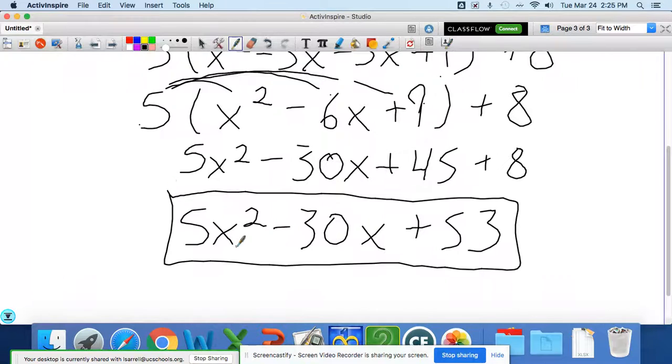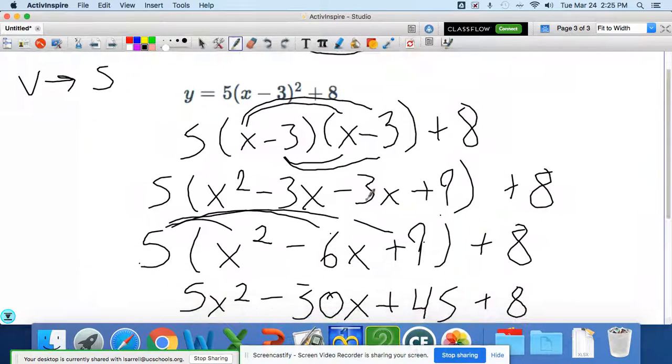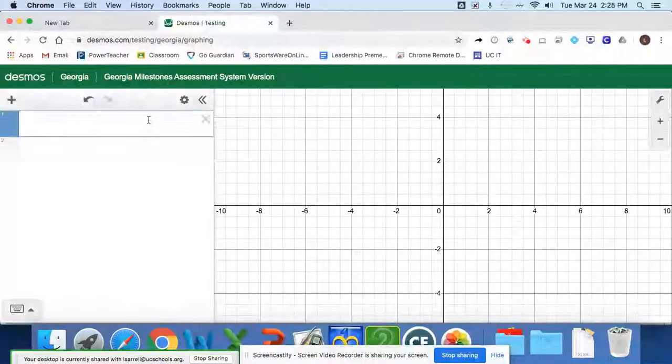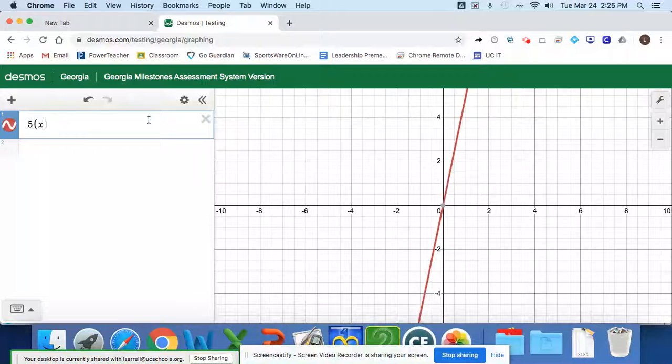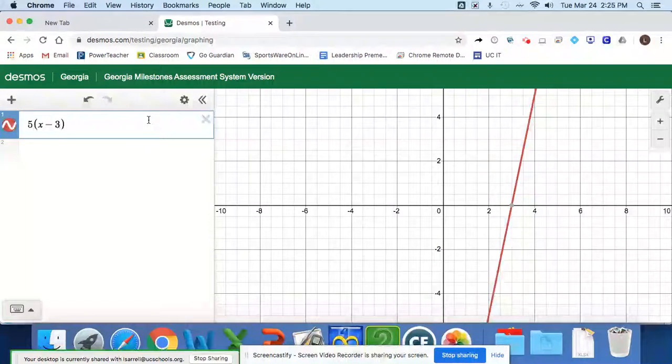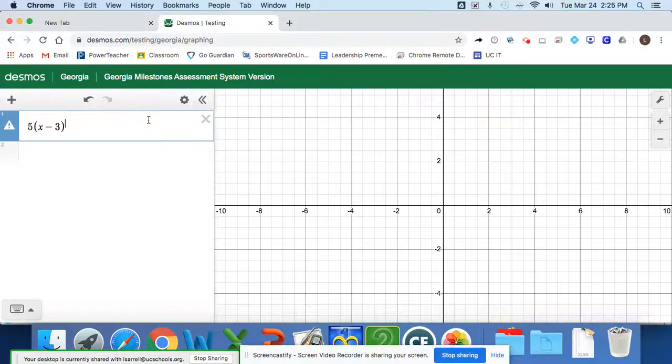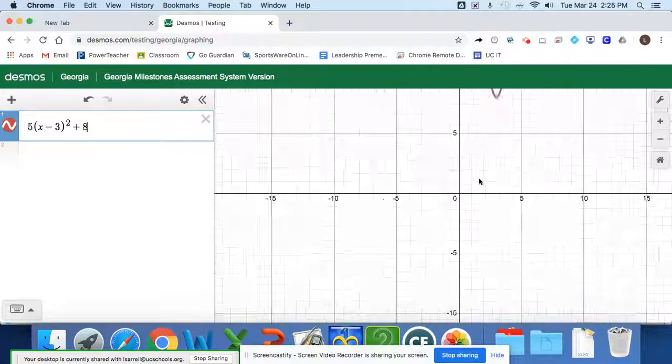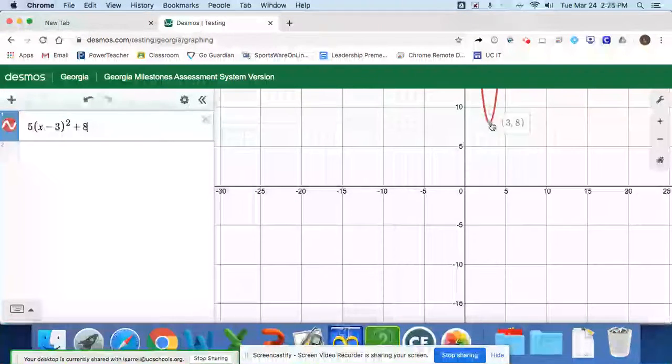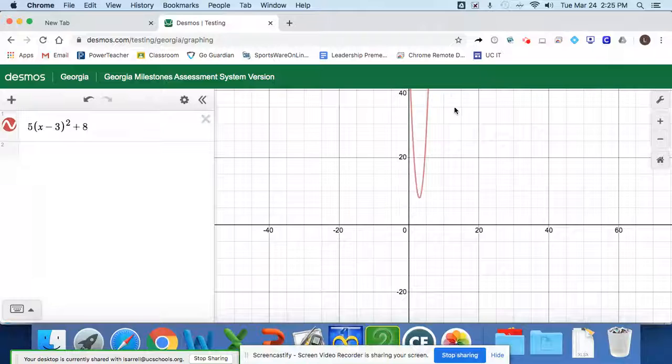I have a lot of you getting on to me and talking to me about Delta Math, saying, oh, I'm just missing them, I'm missing them. You can check these, you can graph these and check them. So our original problem was 5 and then x minus 3 squared plus 8. So we had 5, x minus 3. You do your little caret squared and then plus 8. Oh boy, it disappeared. Oh no, it didn't. There it is. Okay, 3, 8, there we go.